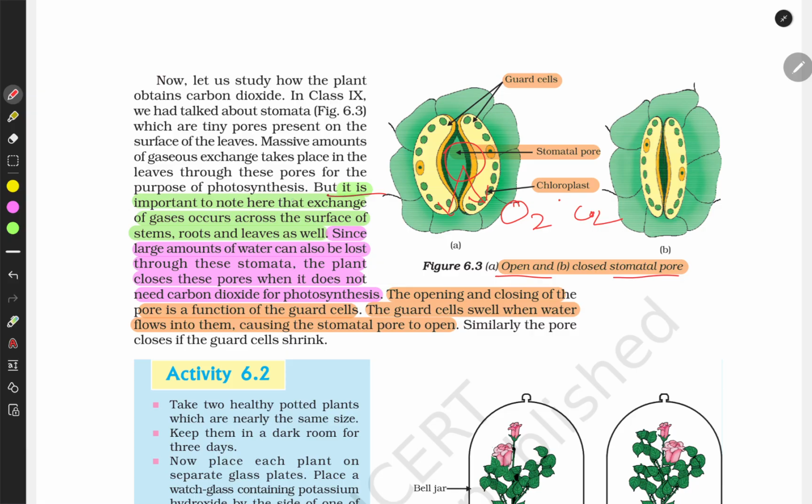It is important to note here that the exchange of gases occurs across the surface of the stem, roots and leaves as well. So not only on the leaves of a plant, the exchange of gases also occurs in the stem and roots of the plant. Since a large amount of water can also be lost through these stomata, the plant closes these pores when it does not need carbon dioxide for photosynthesis.